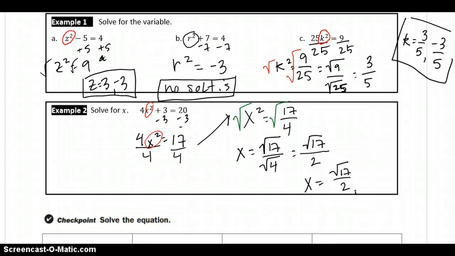Do I have any other solutions? Negative. Okay, when I write the negative, I put the negative outside of the square root. So the negative square root of 17 over 2. Yep. Why can't you divide by 4 first?